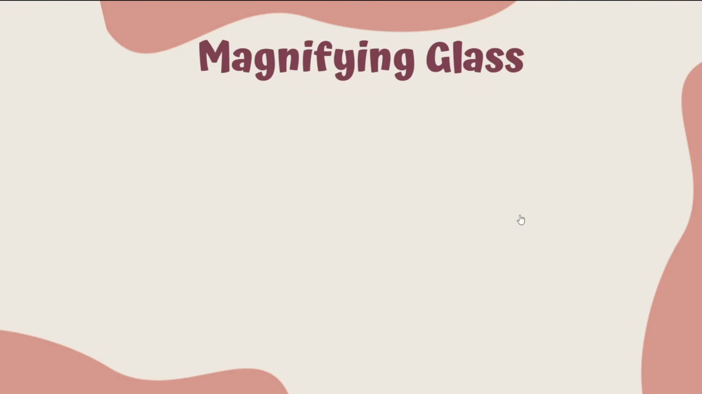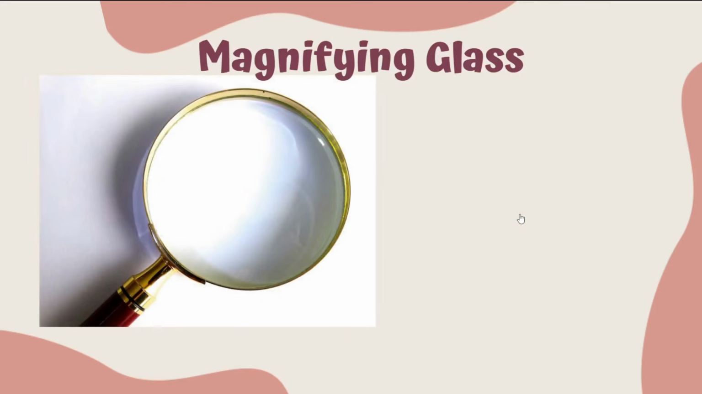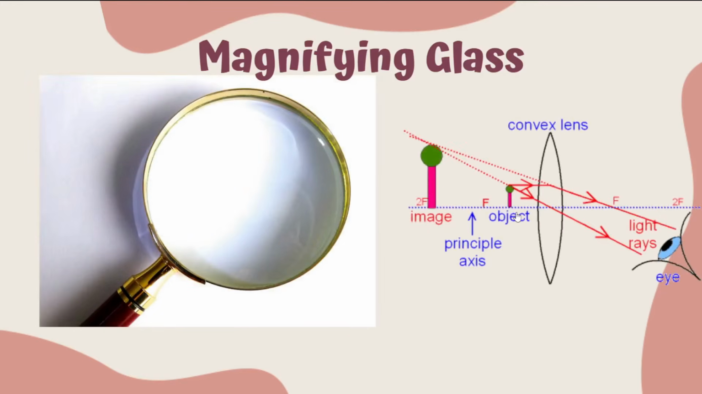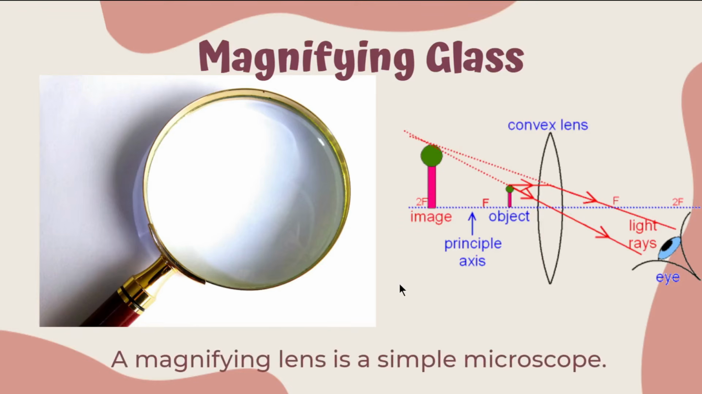Ito very common siguro to sa mga bahay natin. Ginagamit yan usually ng mga older people whenever they are reading very small letters or very small text from dictionaries or whatsoever. A magnifying glass looks like this, and then this is the ray diagram of a magnifying glass. Since you are placing the object in between the lens and the focal point, then what you will be producing is an enlarged image that is virtual. Again, a magnifying lens is a simple microscope.